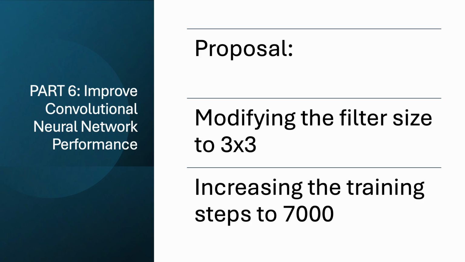Using a smaller filter size allows the network to capture more detail, spatial features, in the complex images of CIFAR-10. Also, increasing the training steps provides the model with iterations to refine its weights, allowing for improvement in convergence and classification accuracy. These adjustments are made to enhance the model's ability to recognize intricate patterns across 10 object categories.